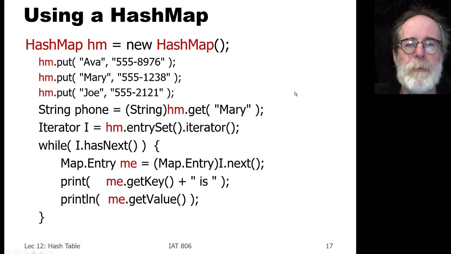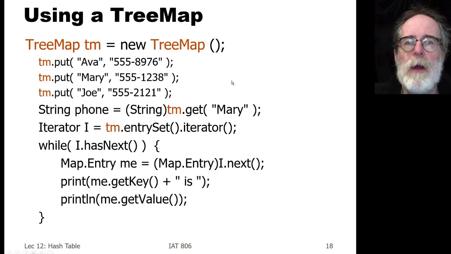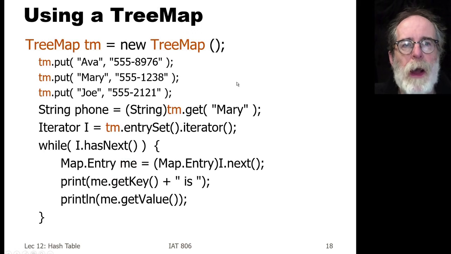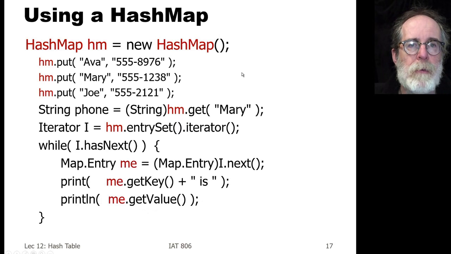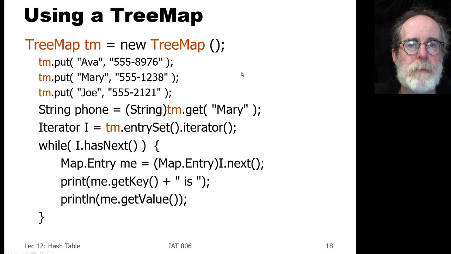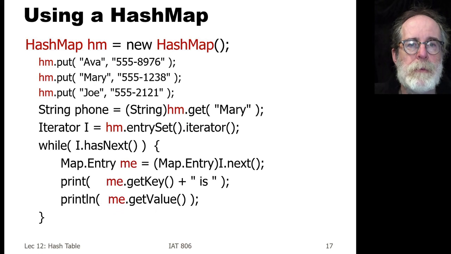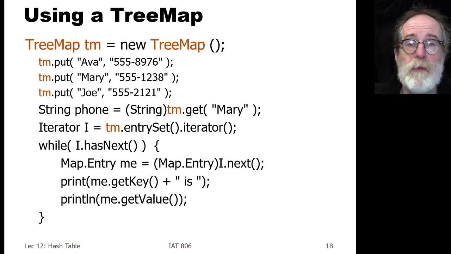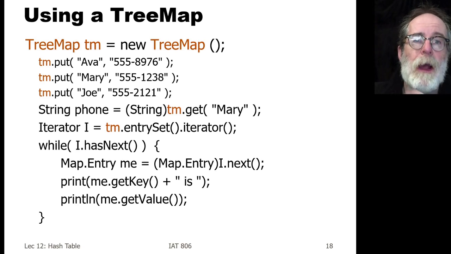Now let me blow your mind. Now let's do it with a tree map. So I changed the previous code from hash map to tree map. Hash map, tree map. So what's a tree map? Well, a tree map is underneath the covers a binary search tree that does this mapping function. You've got a key, you've got a value. So a tree map underneath the covers is a tree, a hash map underneath the covers is a hash table.